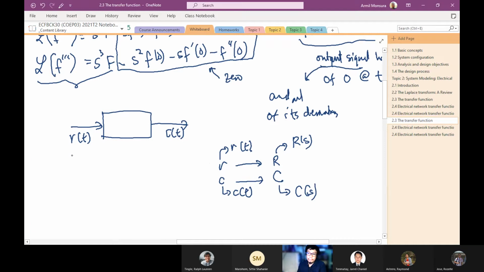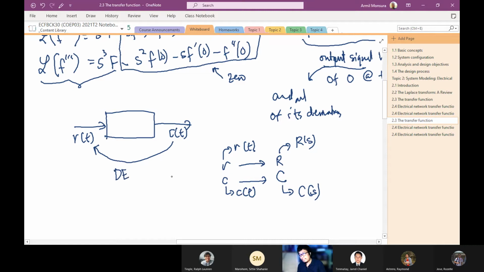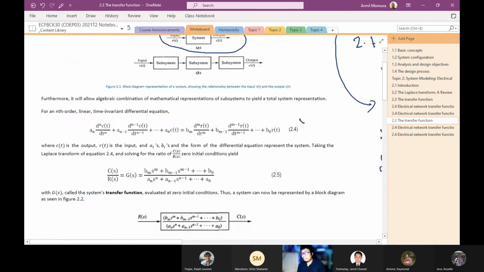our system has an input r of t and an output c of t. The relationship between c of t and r of t is defined by a differential equation, which is basically this. This is the differential equation that describes the relationship between the two.